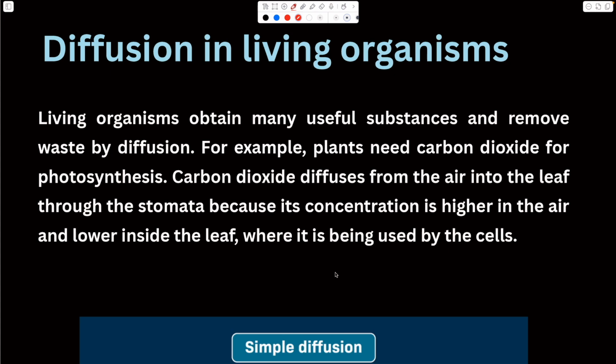Plants need CO2 plus H2O and light to form glucose, plus oxygen as a byproduct. Okay?